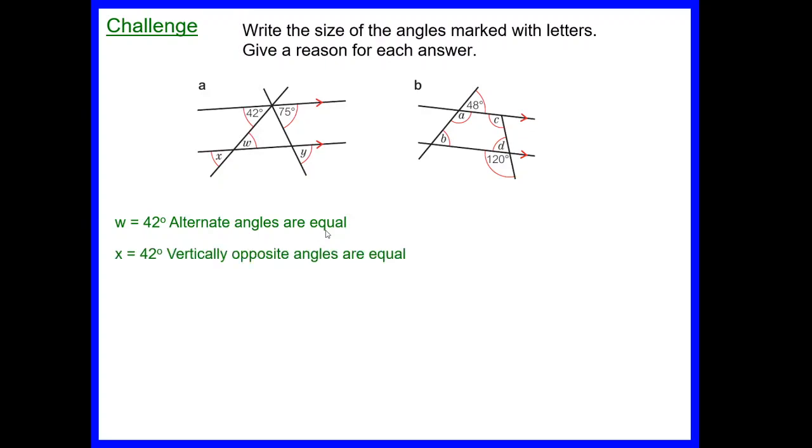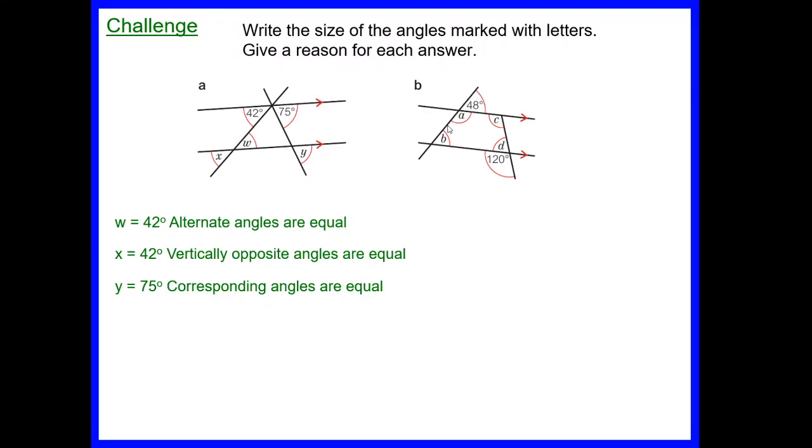X then, 42 degrees as well. I've used vertically opposite angles are equal. And then Y, we've got on the same side of our traversal line both acute angles, so 75 degrees, corresponding angles are equal. Looking at our second diagram then, so I'm going to start with A.